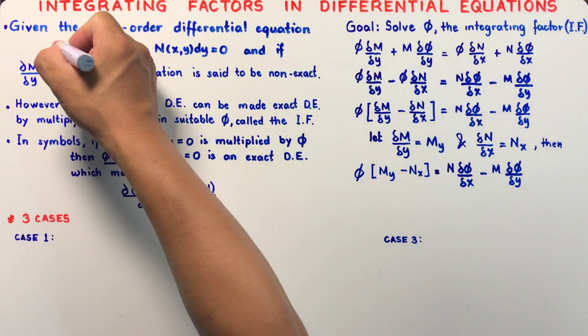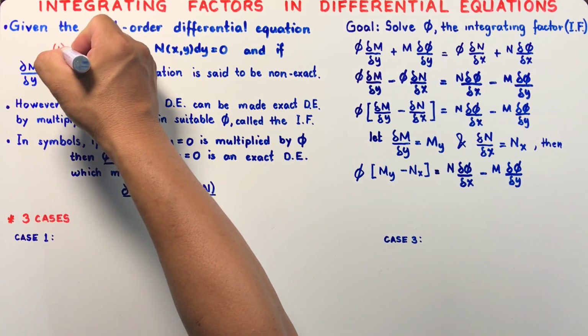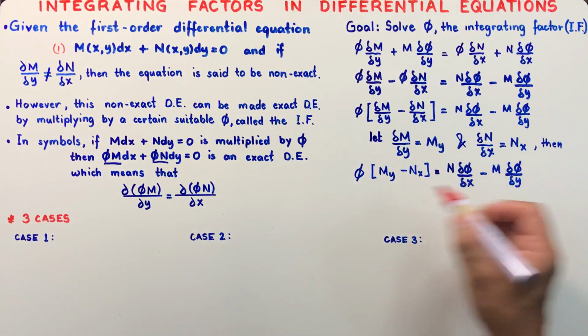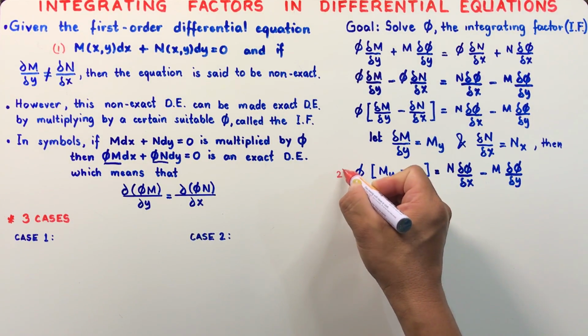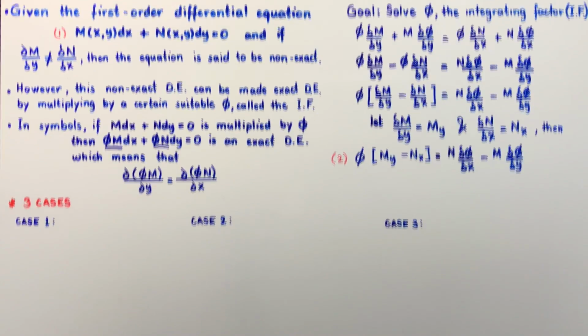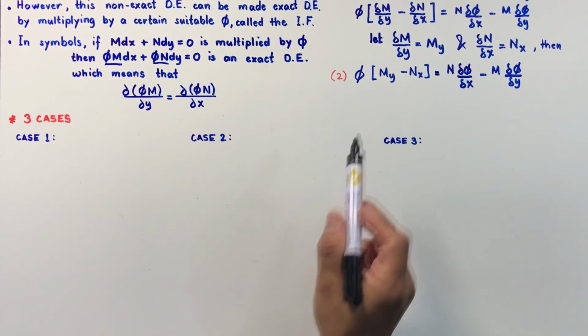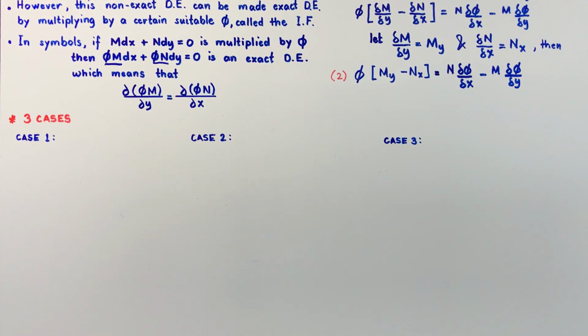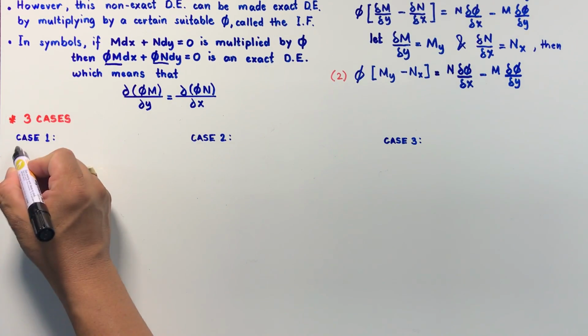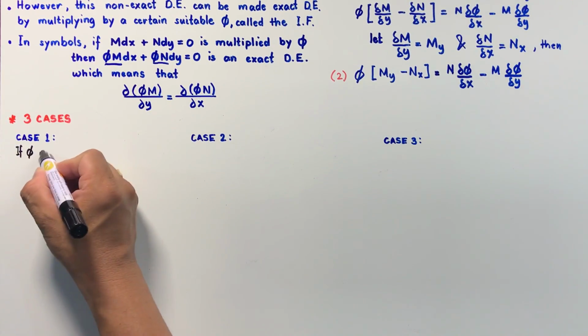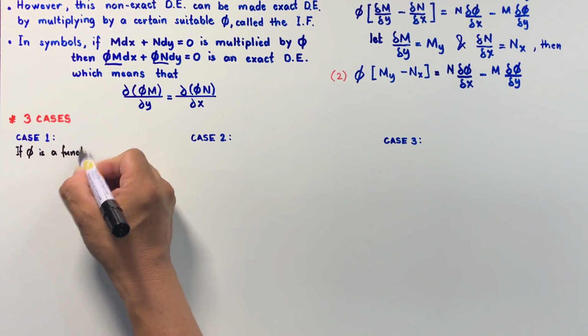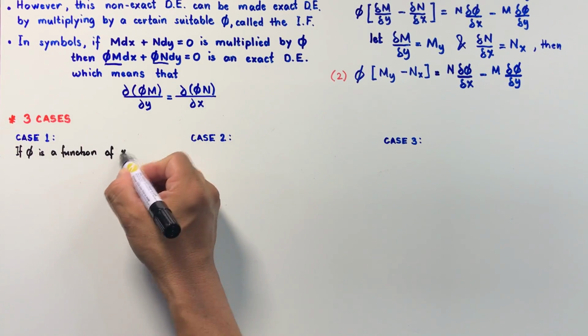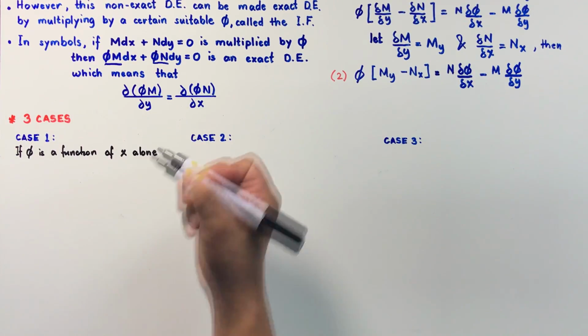So allow me to label this equation as equation 1 and this equation as equation 2 here. And there are three cases that could happen here. The first case could happen if our integrating factor is a function of x alone.